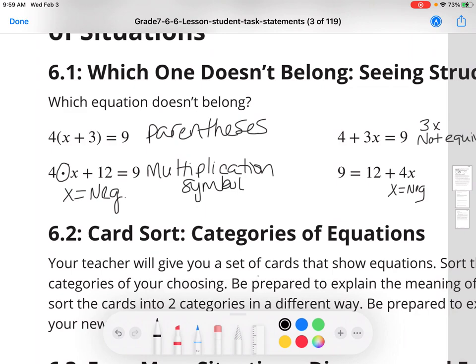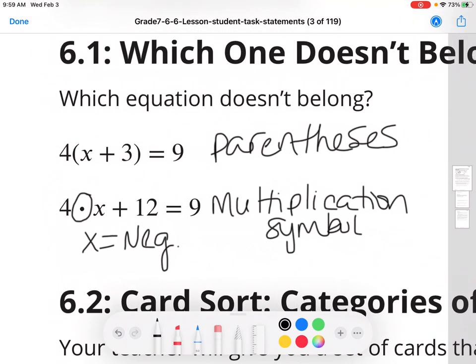And then same thing above. So I need x plus 3 to equal a number that when I multiply by 4, I would get 9. So I know if x was 0, then that would be 4 times 3 equals 9, which would not be true. So that tells me that my x has to be less than 0. So x is also a negative number for this equation.